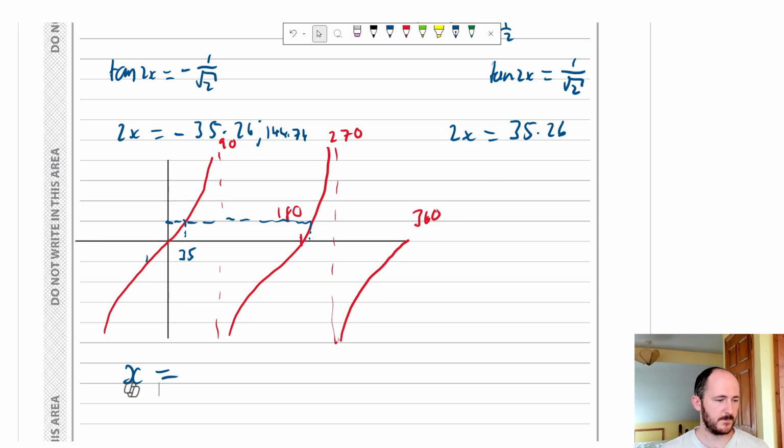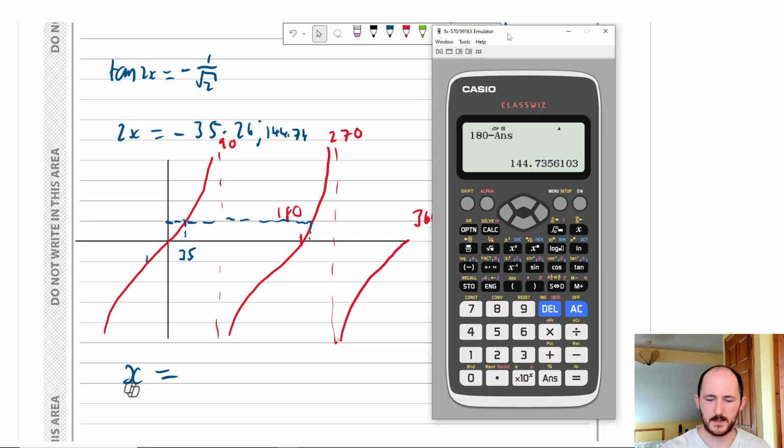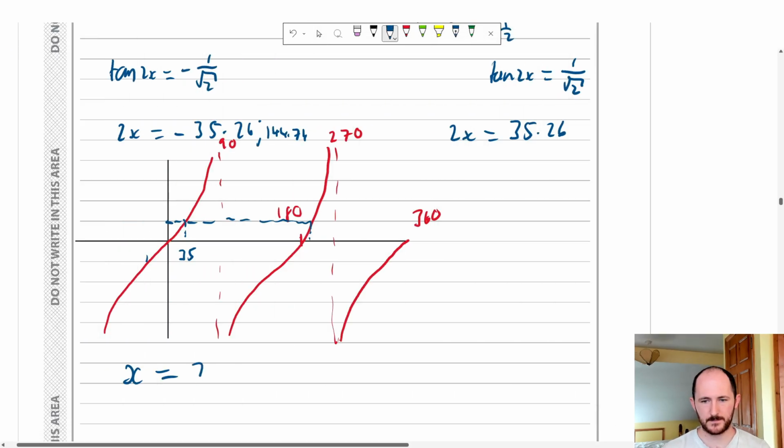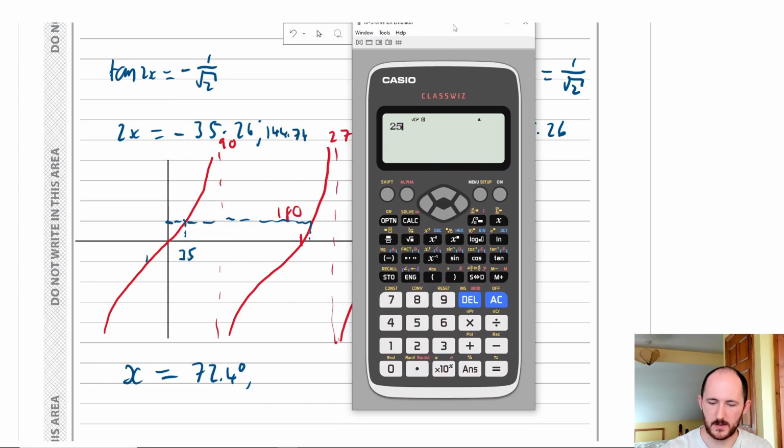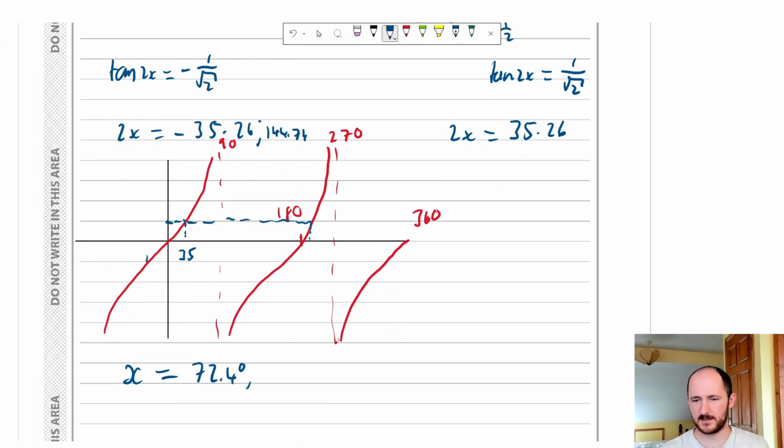So if we just do that, we have 144.74. Let's divide it by 2. We get 72.4 degrees. And if we do 35.26 divided by 2, we get 17.6. And there we go.